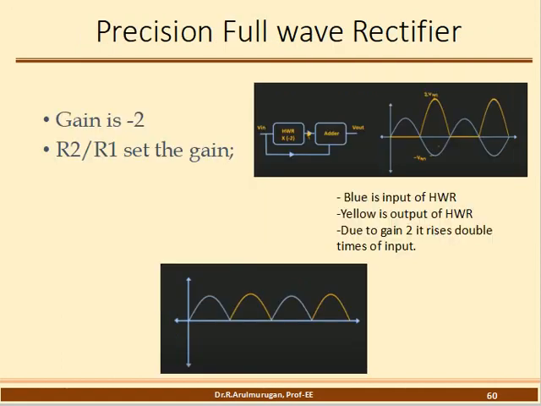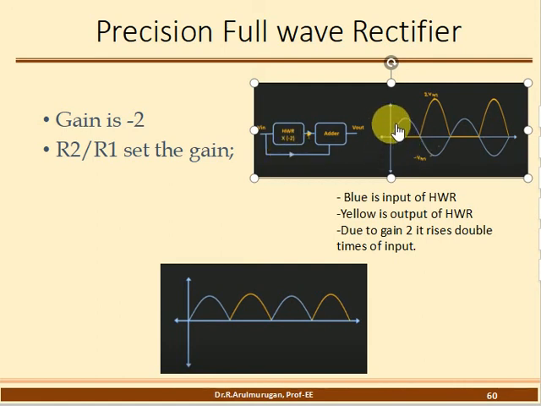Next, the precision full wave rectifier. What is it? It is connected to a half wave rectifier. Just now we saw that the gain of the half wave rectifier is minus 2. An adder is then used and connected to it. Due to that, the gain value is doubled.